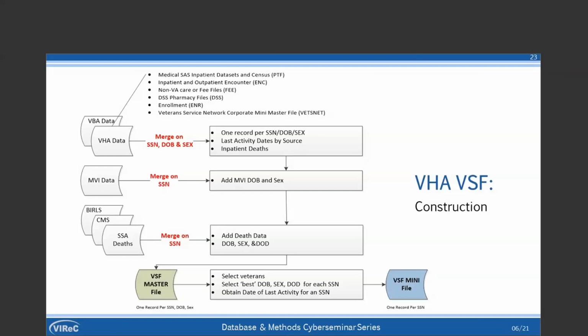So it's possible to get more than one match. There are basically two files. There is a master file, which has the best date of birth, SSN, and sex, and there may be more than one of those combinations for an individual, so more than one per SSN. And there's also a mini file, which is only one record per SSN. So it is a unique file, whereas in the master file you could have more than one entry per SSN.